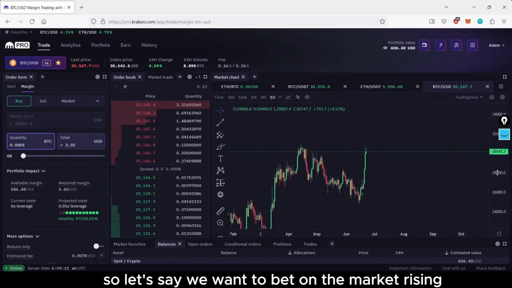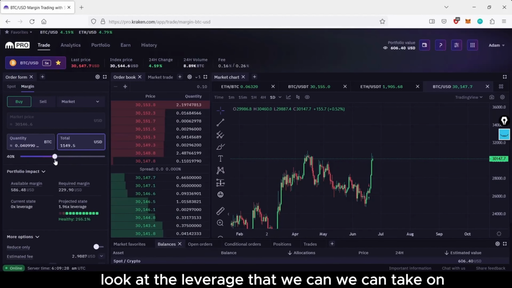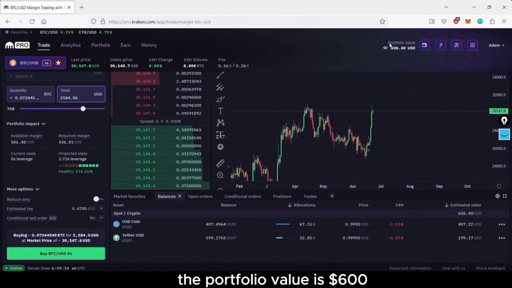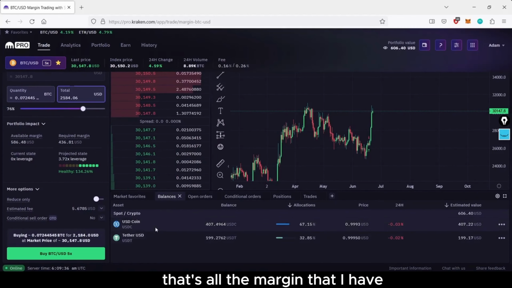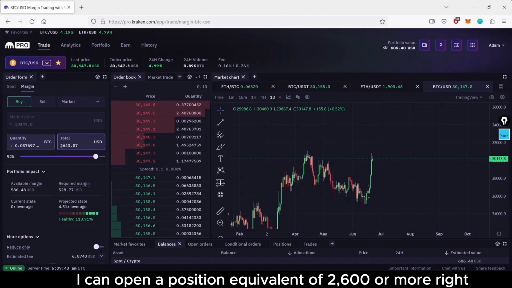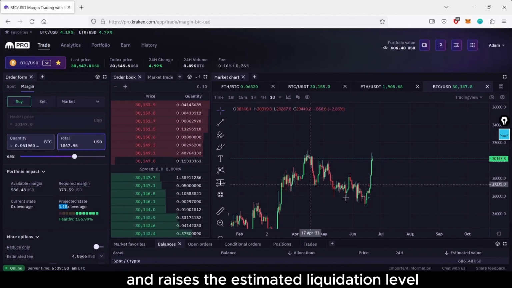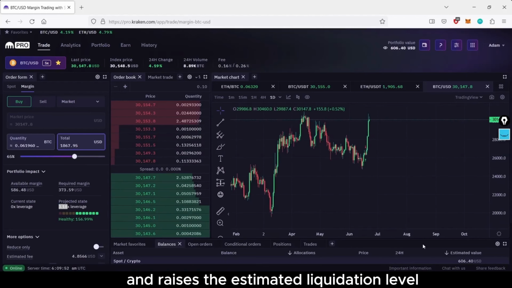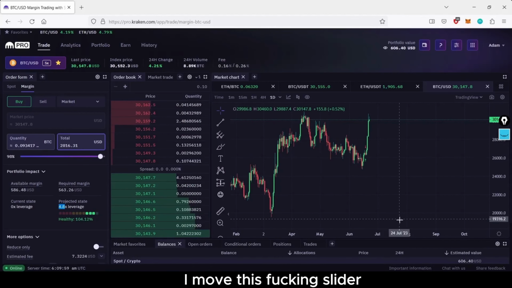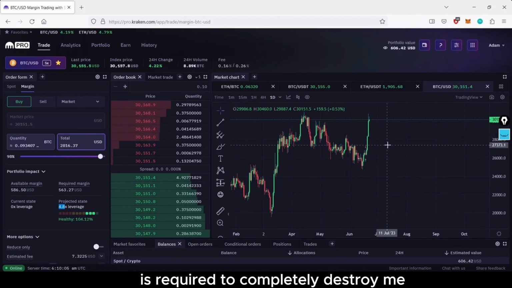So let's say we want to bet on the market rising. We can move the slider up, and as you notice, wow, look at the leverage that we can take on. We can take on a whole shitload of leverage, way more than what we actually have. See, the portfolio value is $600. That's all the margin that I have in the form of stablecoins. Yet when I move this slider up, I can open a position equivalent of $2,600 or more, right? But of course this increases the projected leverage and raises the estimated liquidation level closer and closer and closer to the current price. The further out to the right I move this fucking slider, the further up my liquidation level becomes, which means the less volatility is required to completely destroy me.